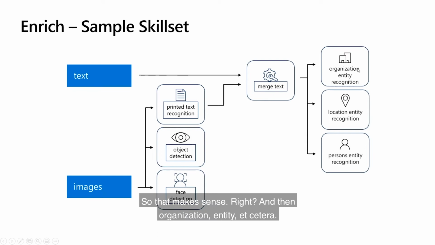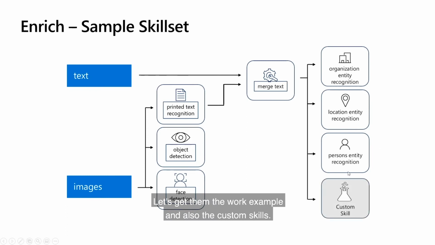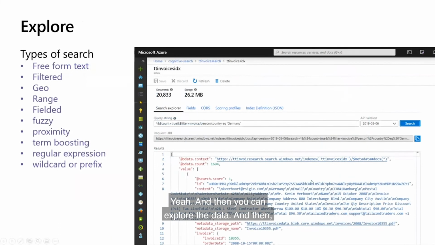So that makes sense, right? And then organization entity, etc. Let's get some real world example. And also the custom skills. And then you can explore the data, and this one is the search engine page.